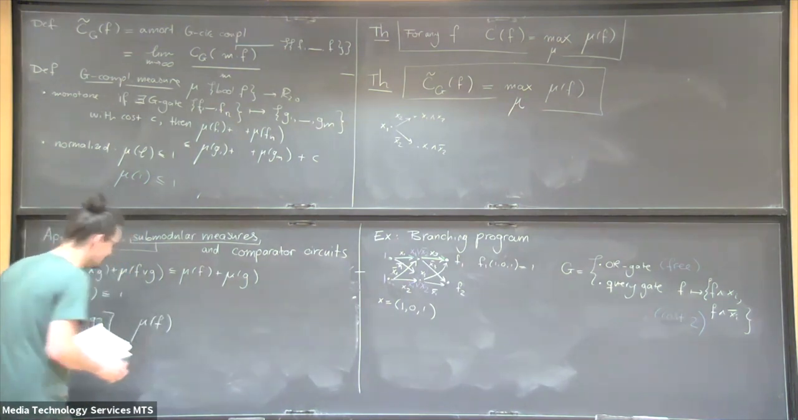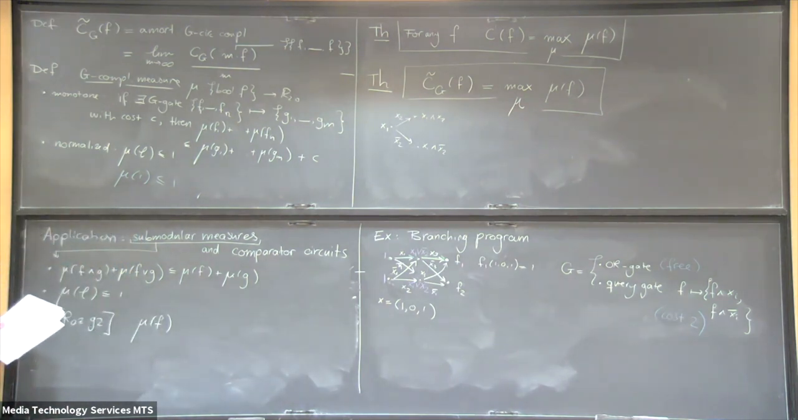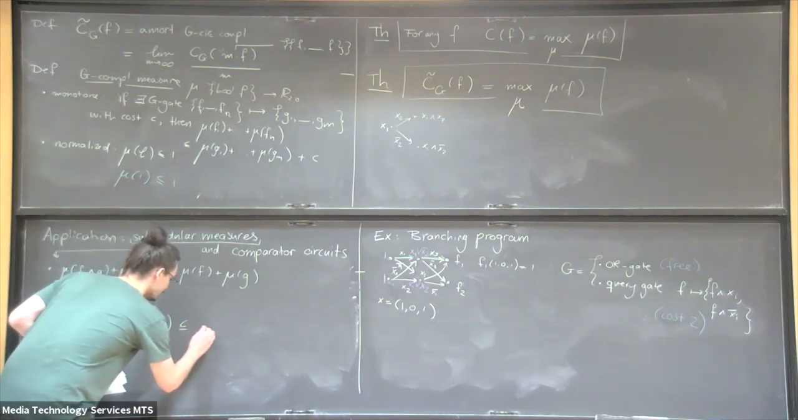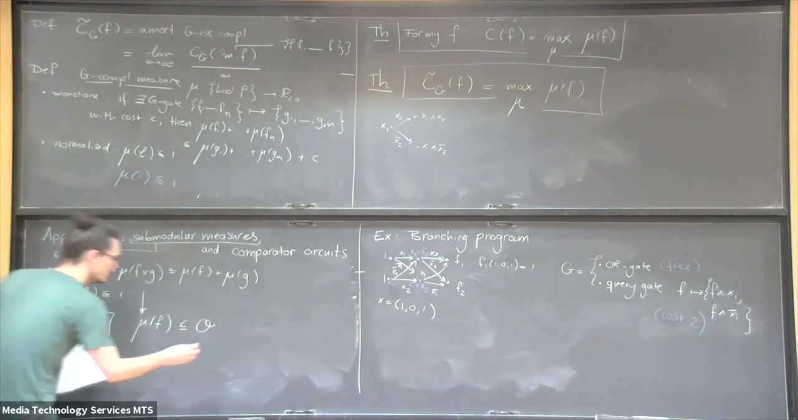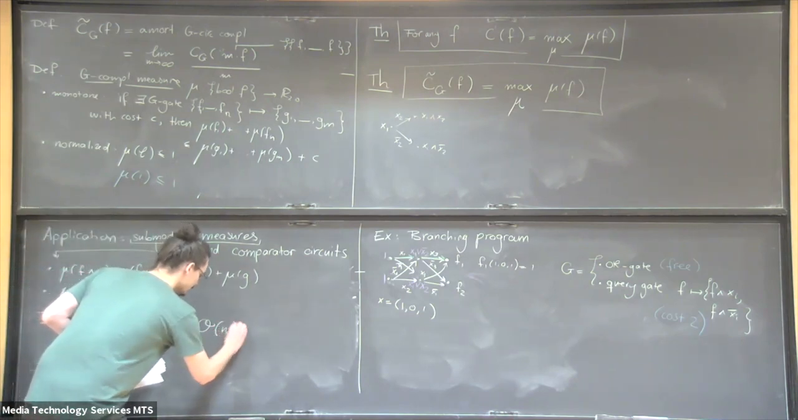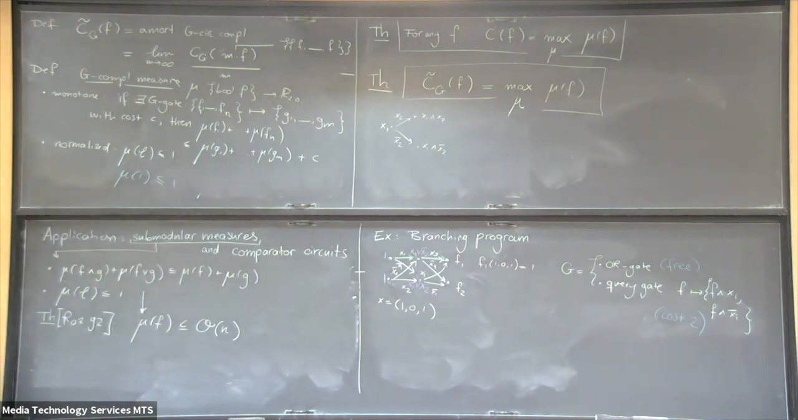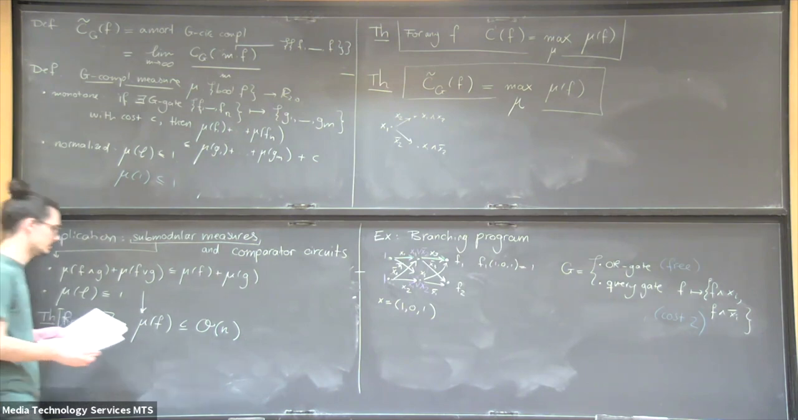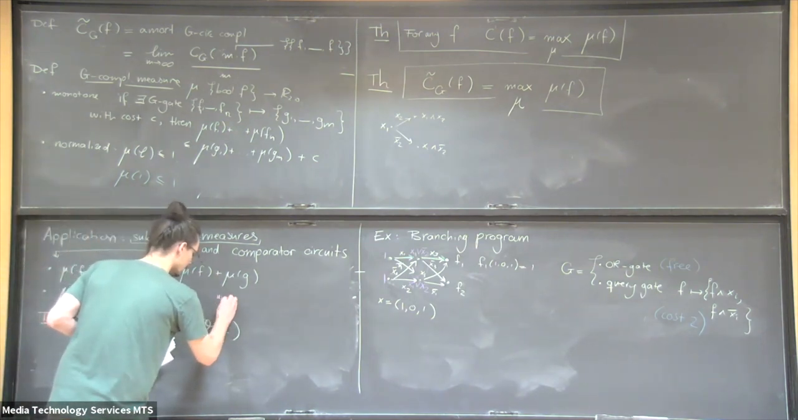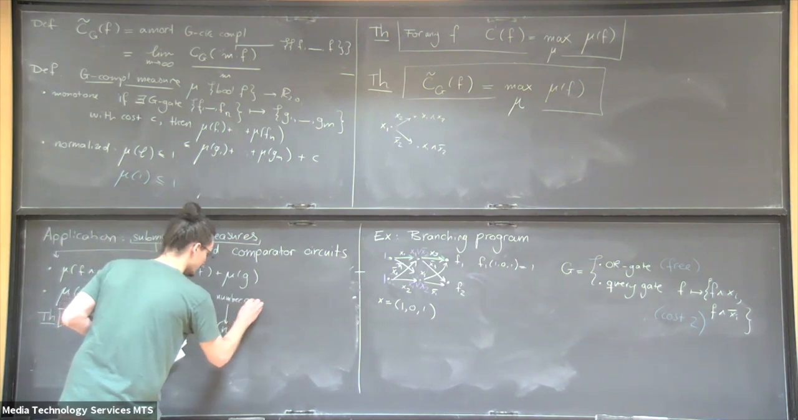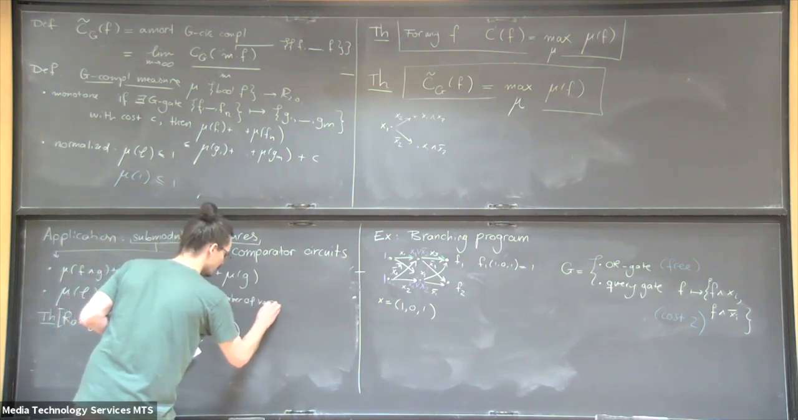If you compute mu of f, where f is any Boolean function on n inputs, Ospolov shows that if mu is a submodular measure, then this will always be at most the number of variables of f. You should call it vars of f, because n was in use. Okay, yeah, the number of variables of f.